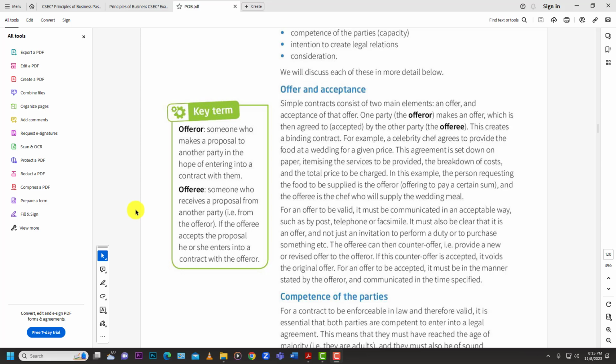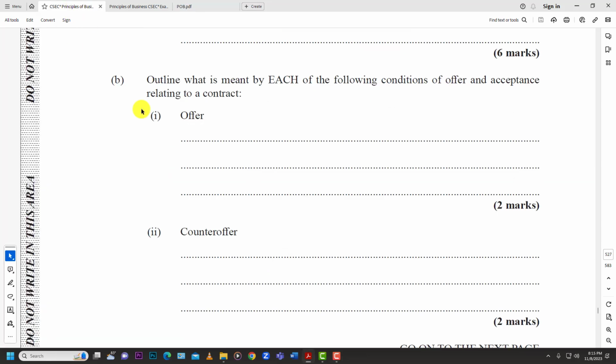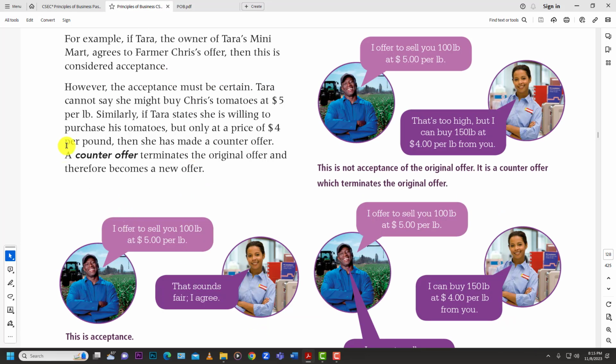So the offerer now turns around and becomes the offeree because the person you're making the proposal to decided, okay, I don't like those terms. So here are my terms now, right? And that can be part of negotiating the contract. And so that's what you call a counter offer, where the offeree doesn't accept the first proposal, but they themselves propose something in return. And so once that happens, the original proposal is terminated, and the new thing on the table is what the offeree has now offered the offerer. And so a counter offer terminates the original offer and therefore becomes the new offer, right?